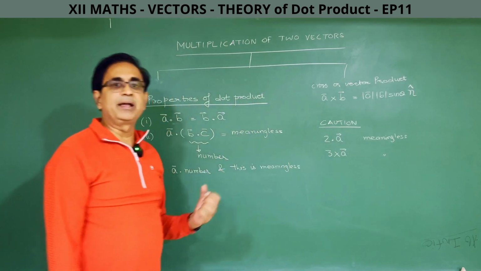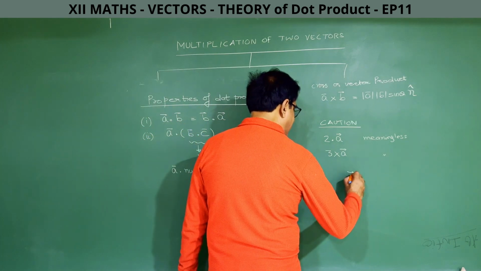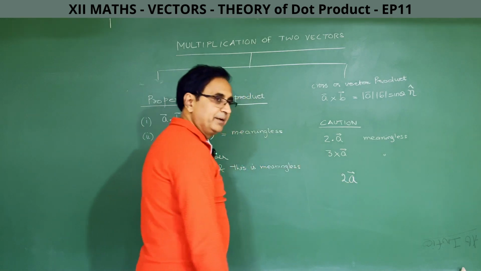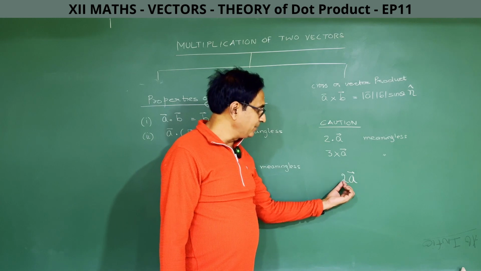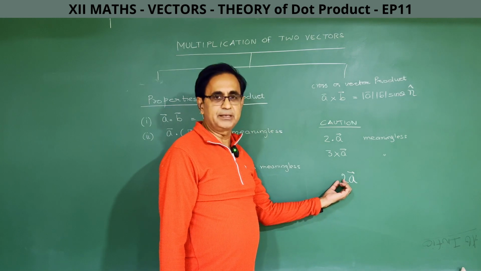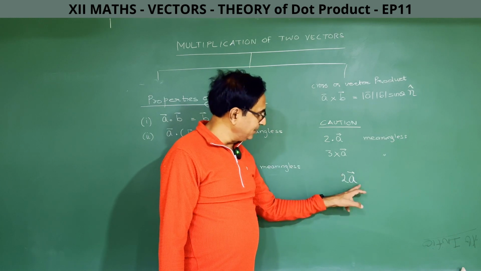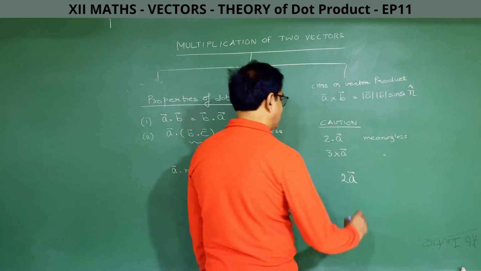If you want to multiply a vector by a number, how do you write it down? You simply write down A and a 2 in the front. This topic has already been covered in the previous class. This is called scalar multiplying a vector by a scalar. Scalar means a number which could be a negative number also. So we don't put anything between 2 and A, no dot, no cross. At the most you can put a bracket if you feel like.